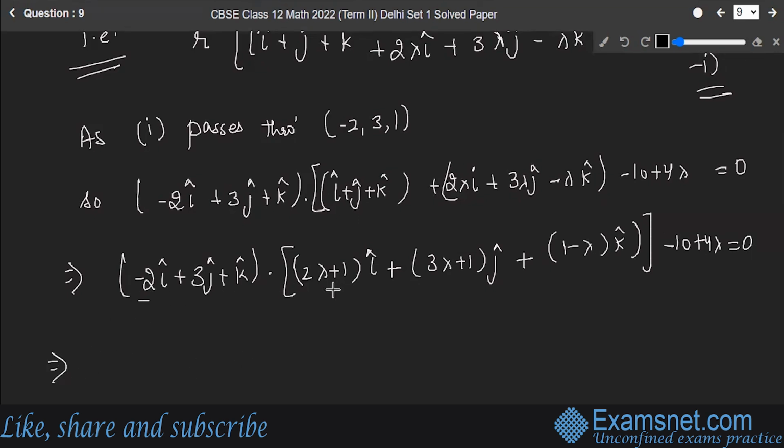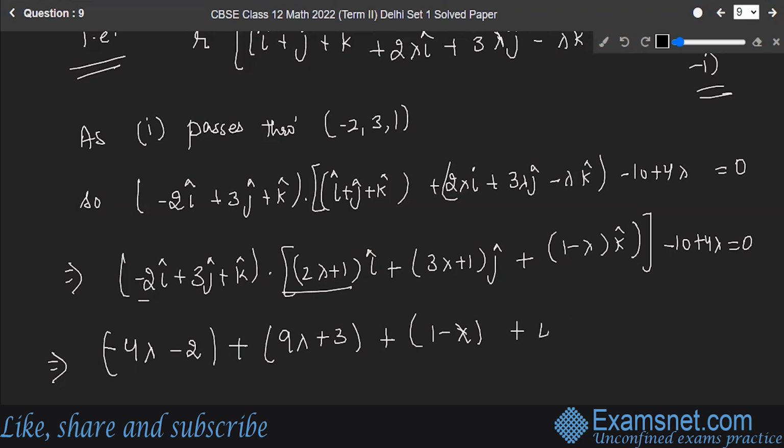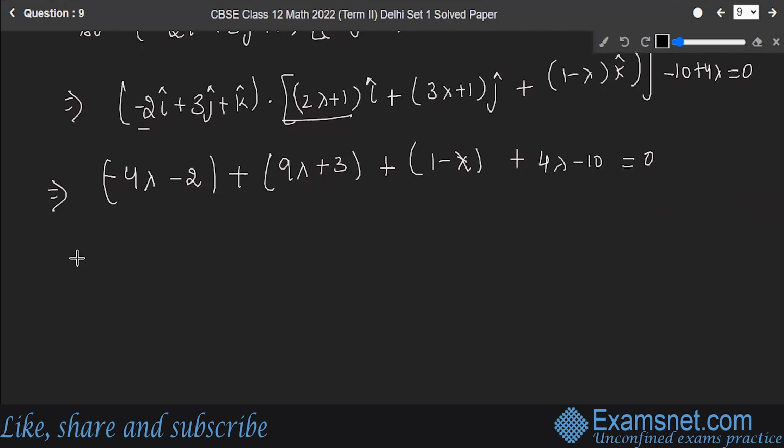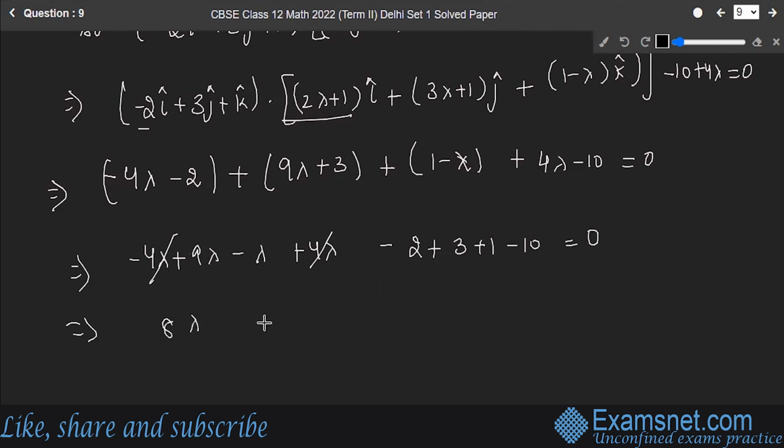So let's do the dot product now. Minus 2 into this gives me minus 4 lambda minus 2, and here will be plus 3 into (3 lambda + 1), this is 9 lambda plus 3, plus 1 minus lambda plus 4 lambda minus 10 is equal to 0. Now let's solve it further. You will have minus 4 lambda plus 9 lambda minus lambda plus 4 lambda, and the constants minus 2 plus 3 plus 1 minus 10. This gives you 8 lambda minus 8 is equal to 0, which gives you lambda is equal to 1. So we got the value of lambda is equal to 1.